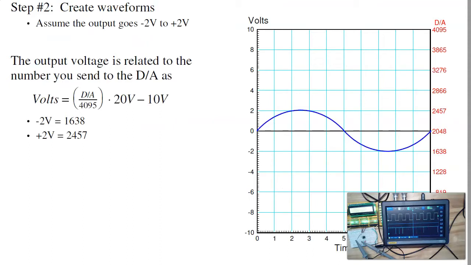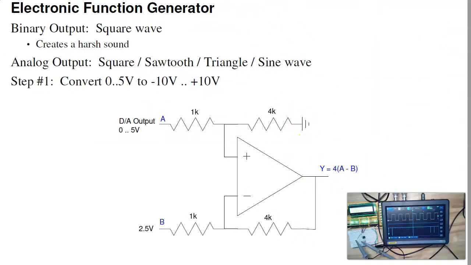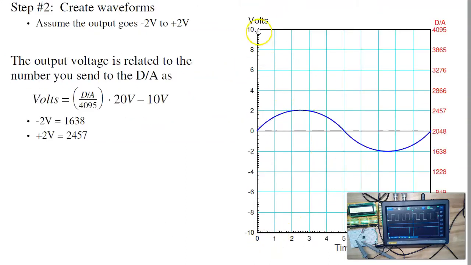Some things you can do with this. Suppose I want to create a different waveform, and I want the waveform to go between plus 2 volts and minus 2 volts after amplifying it. The voltage at the output of the instrumentation amplifier, this guy right here, Y, is going to go minus 10 to plus 10 volts. The D2A converter actually goes 0 to 5 volts.